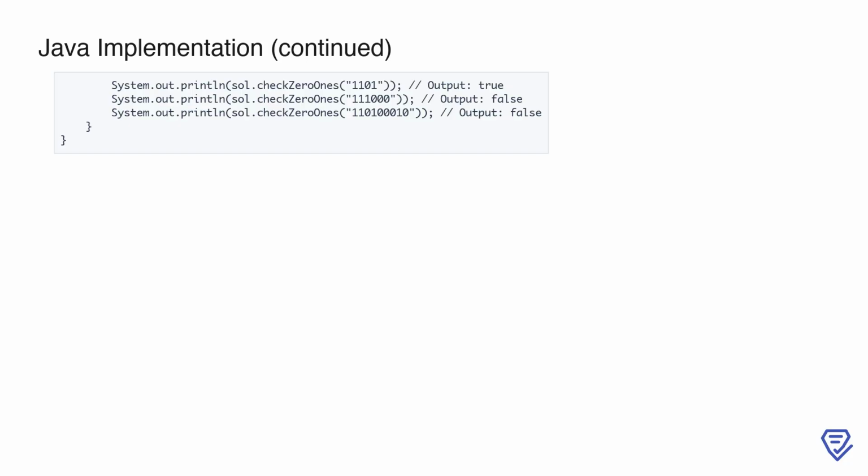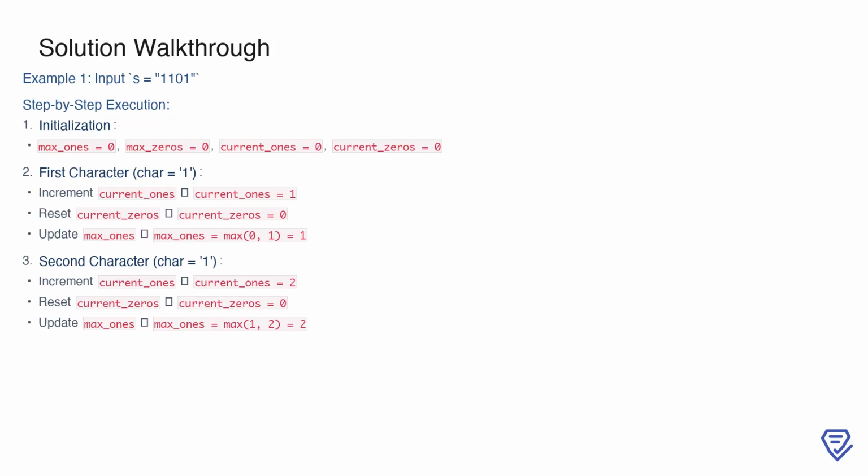To solve this problem, we start by initializing 4 variables, max_ones and max_zeros, to keep track of the longest contiguous segments of ones and zeros, and current_ones and current_zeros to track the lengths of the current segments as we iterate through the string. For the first character, which is 1, we increment current_ones to 1, reset current_zeros to 0 since the segment of zeros has ended, and then update max_ones to the maximum of its current value and current_ones, which is now 1.